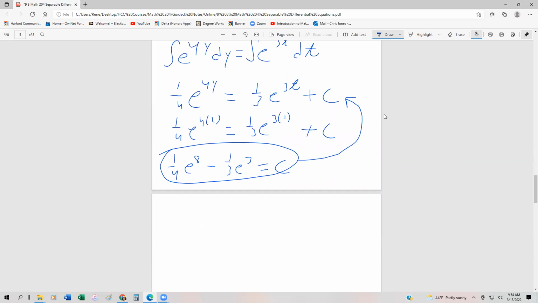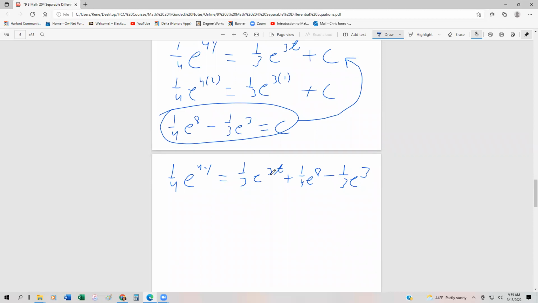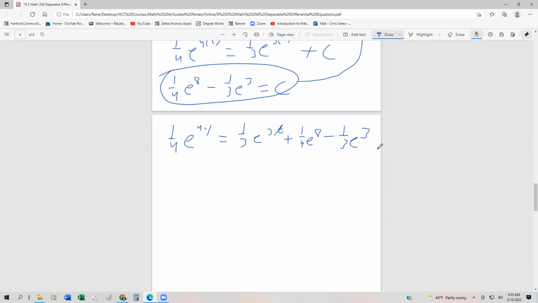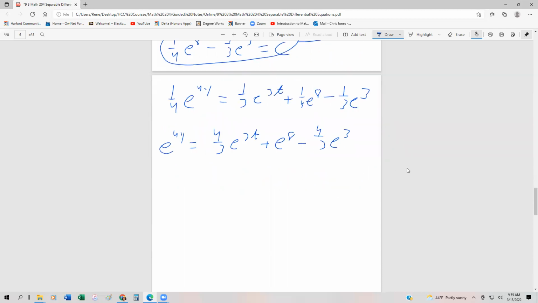So this is now going to be 1/4 e to the 4y equals 1/3 e to the 3t plus 1/4 e to the 8th minus 1/3 e cubed. Now, it does ask us to solve for the dependent variable. If we were to do that, we're going to multiply both sides by 4. So that's going to be 4/3 e to the 3t plus e to the 8th minus 4/3 e cubed. Then we're going to take the natural log of both sides. So we get 4y equals ln quantity 4/3 e to the 3t plus e to the 8th minus 4/3 e cubed. And then finally, we would divide by 4.